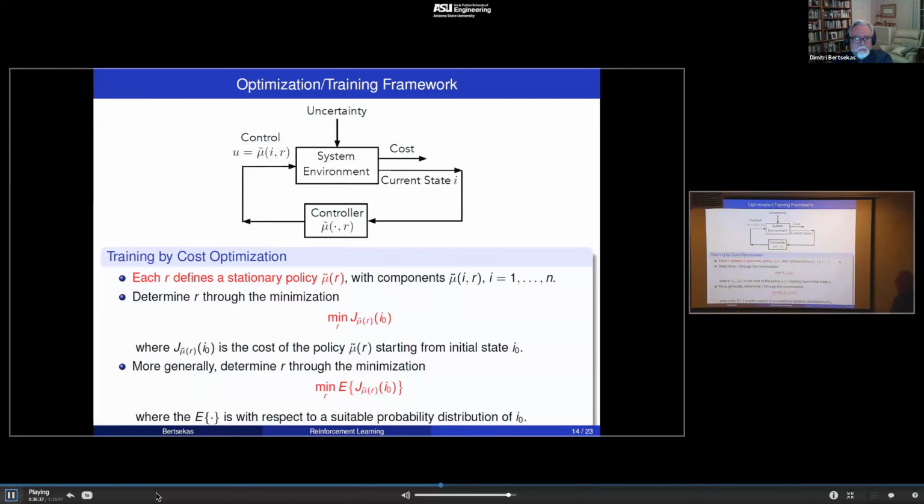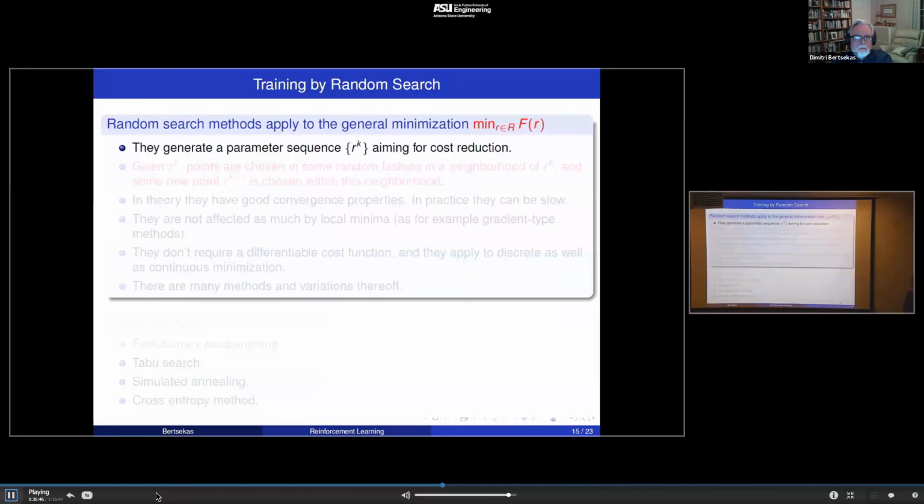Okay, so now the key question is, how do you solve this problem? That's the training problem. So let's look at random search. Random search is quite a large and widely used methodology, and it applies to general minimization problems of this form: minimize a generic cost function F of R, subject to R being in some constrained set.